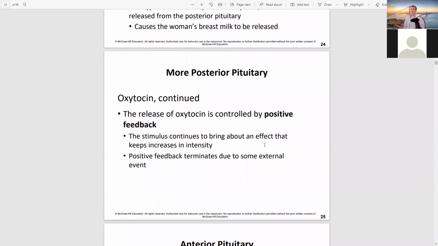So the release of oxytocin is controlled by positive feedback. The stimulus continues to bring about an effect so that it keeps increasing in intensity. Positive feedback terminates due to some external event.